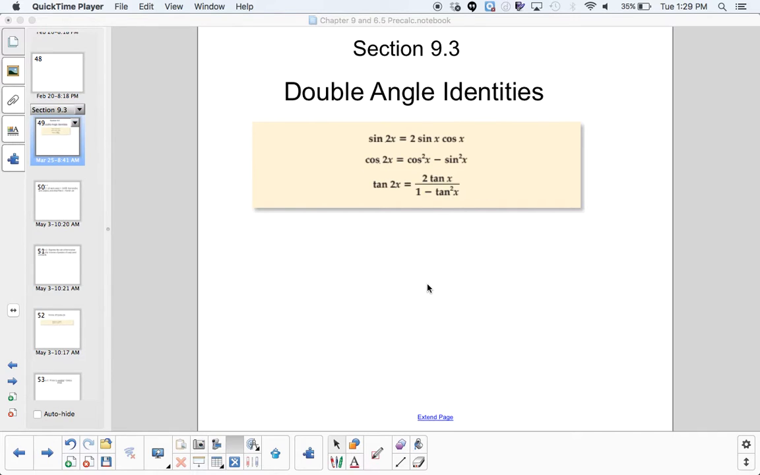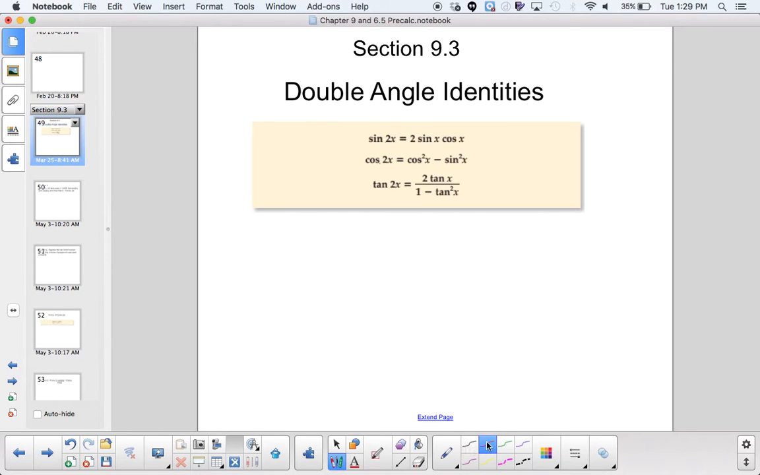In section 9.3, we're going to be covering double angle identities as well as several others. So first of all, let's start with the double angle identities. We're going to be using these identities when you can notice that maybe the angle is not on the unit circle, but 2 times that angle is on the unit circle, and that would be helpful.